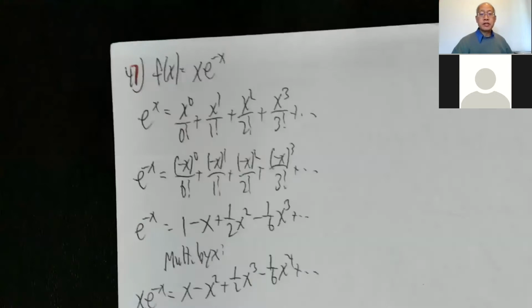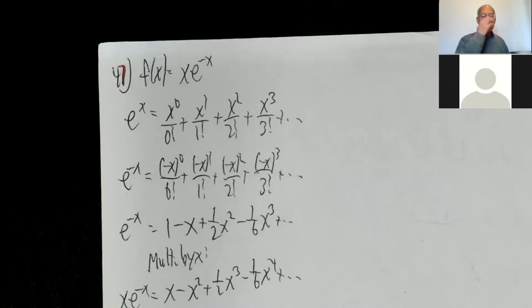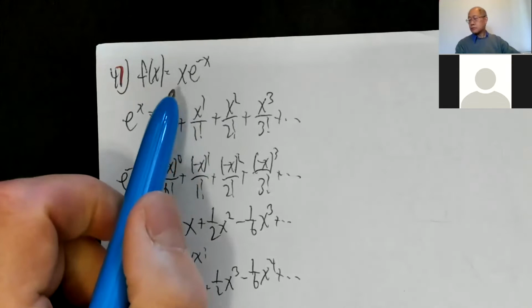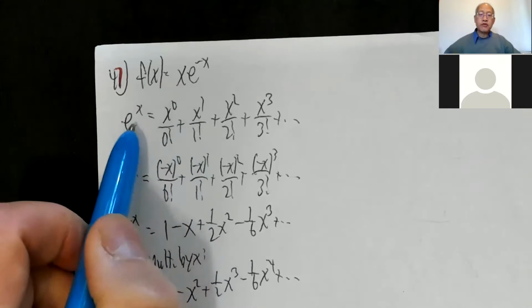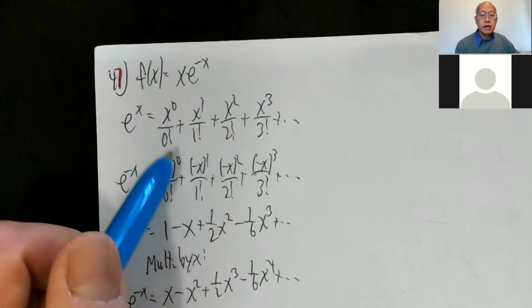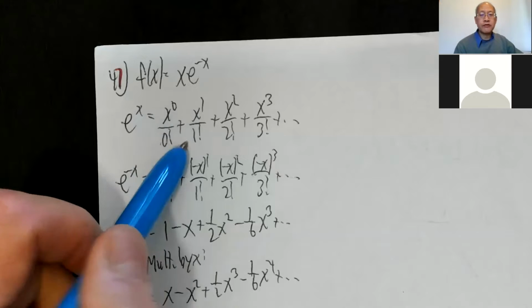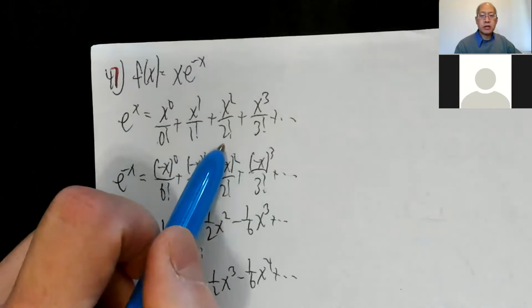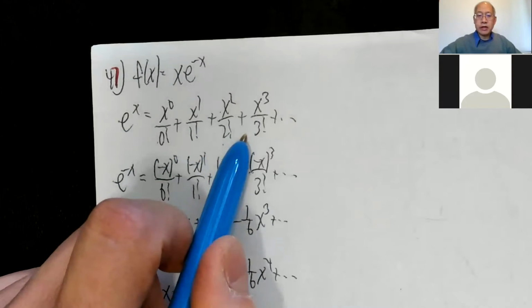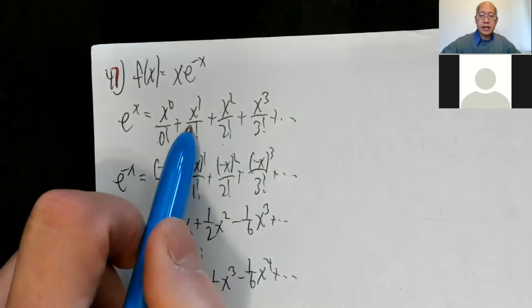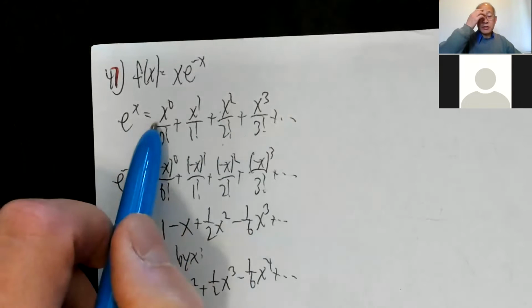Okay, here's problem 47. f of x equals x e to the negative x, write the Maclaurin series. So start off with e to the x. e to the x is x to the 0 over 0 factorial, plus x to the 1 over 1 factorial, plus x squared over 2 factorial, plus x cubed over 3 factorial. Yes, that's the same as 1. Yes, it's the same as x, but to me, this is easier to memorize.